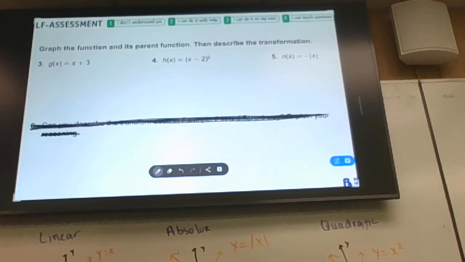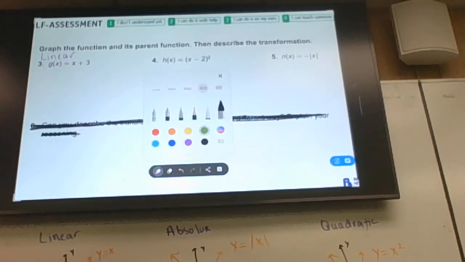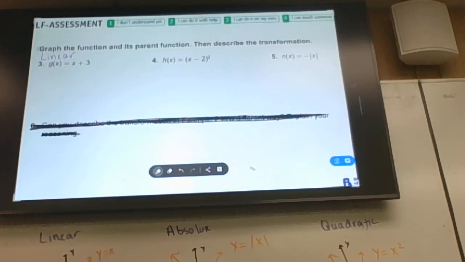Starting with number 3 here. Let's start. What function family does number 3 belong to? Linear. Okay. So since our directions say to graph the parent function, let's just start with the graph, just sketch the parent function, the parent linear function.